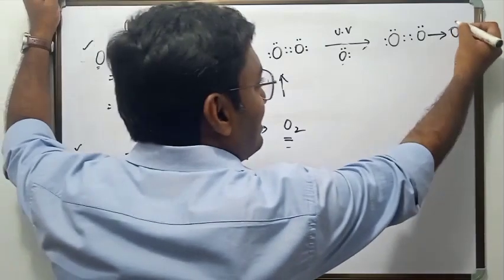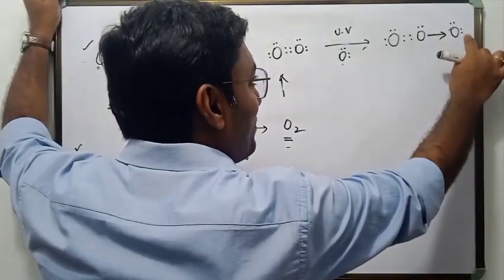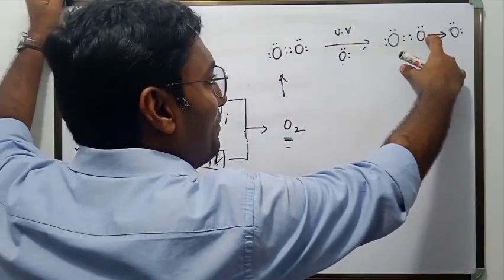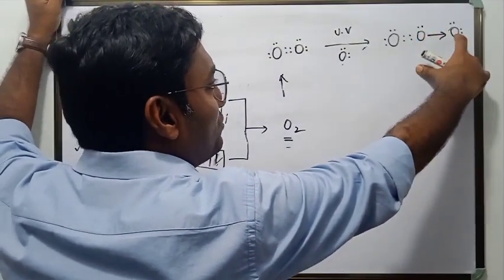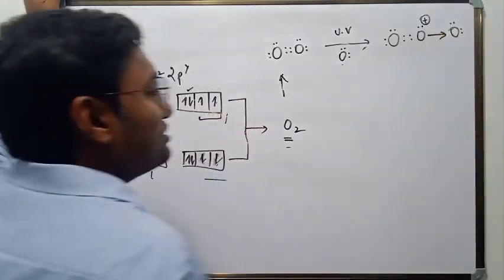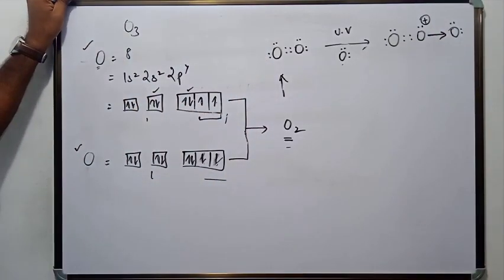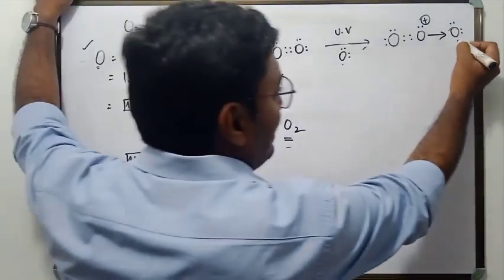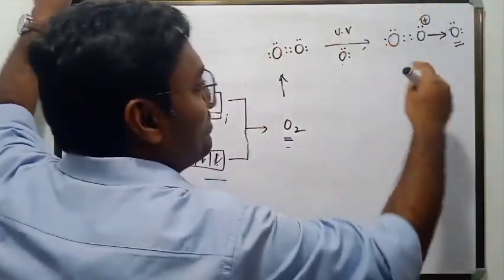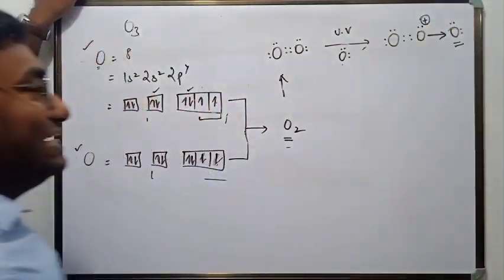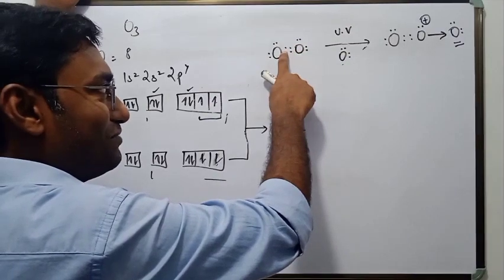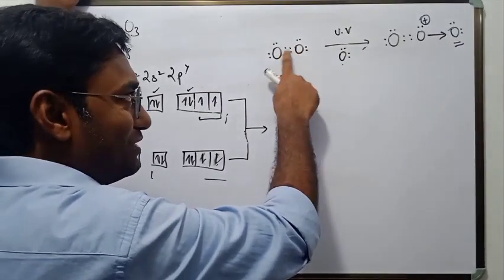So when this lone pair of electrons is donated to this oxygen atom, of course this oxygen will become positive because it has given its lone pair of electrons. And this oxygen has achieved a stable octet configuration because it has taken two electrons. It needed two electrons, right? This also needed two electrons, it got them from this. This also needed two electrons, it got them from this.